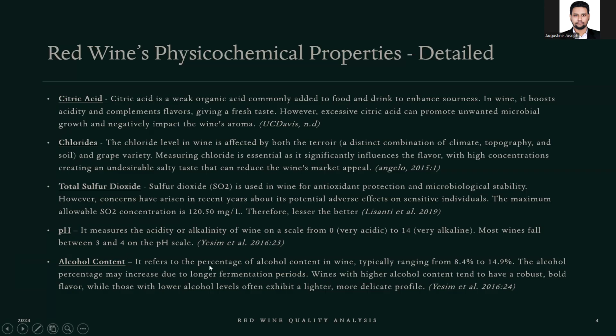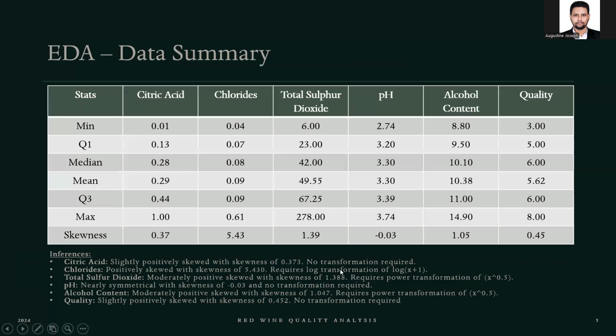And coming to the alcohol content, the normal alcohol content of wine is 8.4 to 14.9%. Wines with high alcohol content will have a robust, bold flavor, but it is not desirable to have a very high alcohol content. Now, coming to our data analysis, this is the summary of the data which we have taken, the 500 samples.